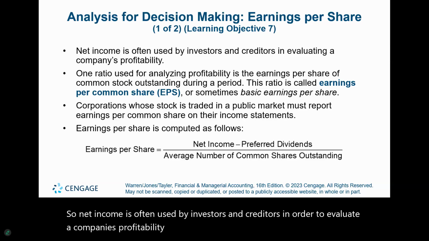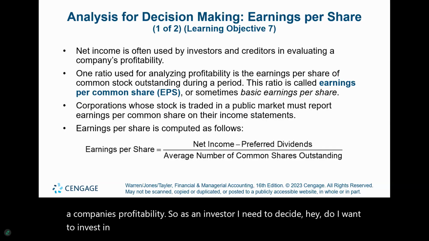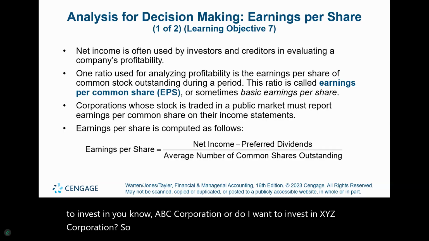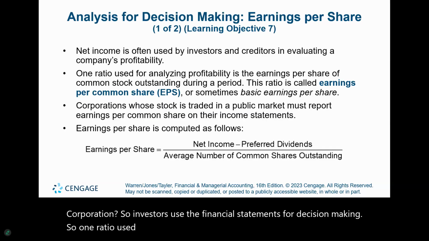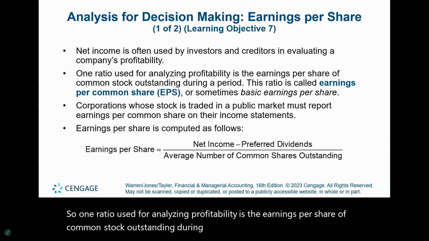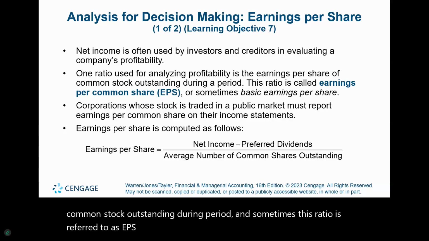So as an investor, I need to decide, hey, do I want to invest in ABC Corporation, or do I want to invest in XYZ Corporation? So investors use the financial statements for decision making. One ratio used for analyzing profitability is the earnings per share of common stock outstanding during a period. Sometimes this ratio is referred to as EPS, earnings per share, or sometimes called basic earnings per share.